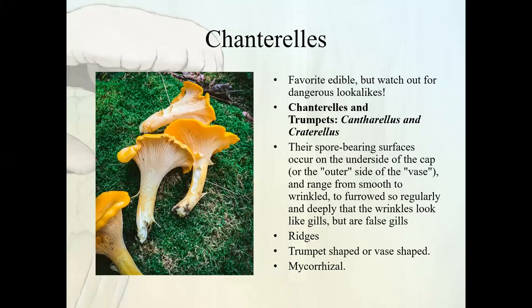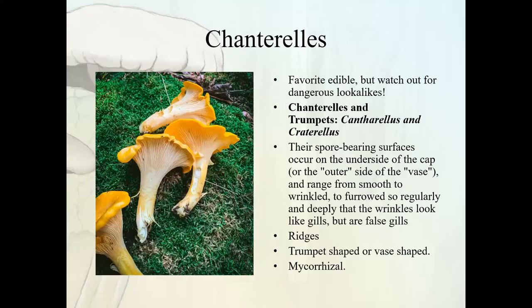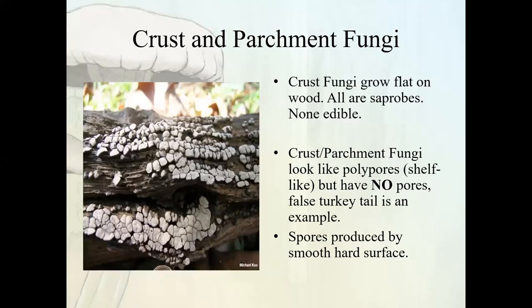Next one. Okay, crust and parchment fungi. You see these in the forest on logs and that sort of thing. A lot of them look like polypores, but they're not. They're all saprobes, decomposers. They look like polypores, but they don't have pores. If you take them off, they feel like paper, like the false turkey tail. Spores are produced by a smooth, hard surface. So we'll come back to all these. I think, how's the timing going?